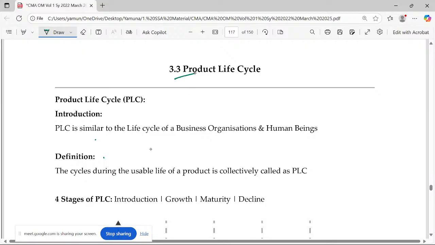Third one, product life cycle, PLC. In SM, we were discussing that same concept of business life cycle. Whether it is business life cycle or product life cycle, if it is business life cycle, we say it is an introductory business, then grows, reaches a mature stage, and actually it will not touch the line, it will go on declining. At one point of time it will be there.